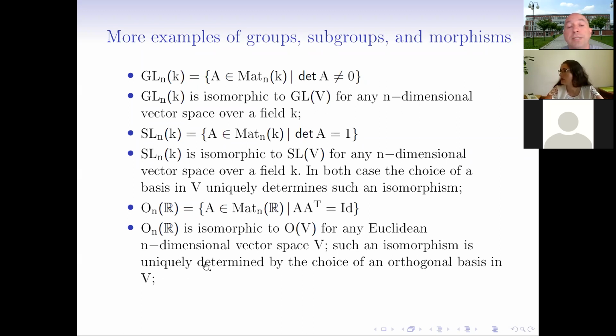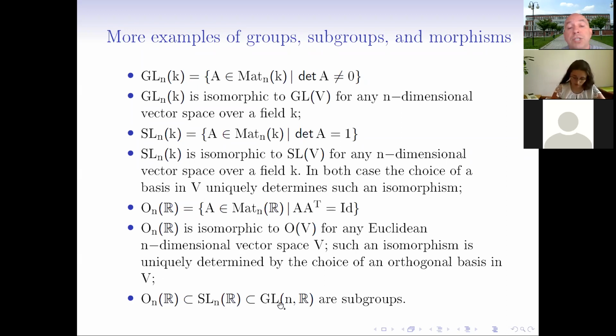Whenever we choose such a basis, then every orthogonal operator in this basis will give a matrix which satisfies the property A times A transpose equals the identity. And obviously, O(n,R) inside SL(n,R), inside GL(n,R) are subgroups, which is very expected. Sorry, not correct. It should be SO(n,R). Just spotted a mistake, because the determinant of O(n,R) can also be -1.